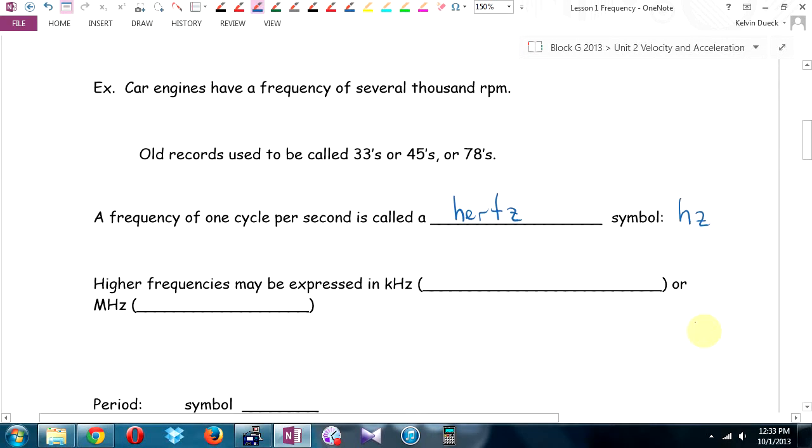Higher frequencies may be expressed in kilohertz. Hey, what did kilo stand for? Or megahertz. And you may have heard some of these terms recently in the news.